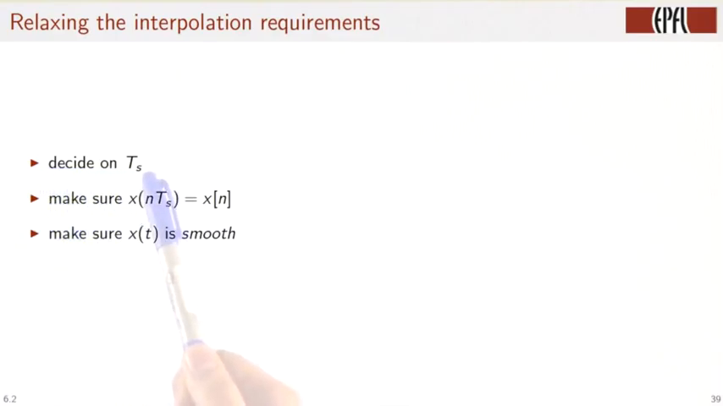So as always, we have to decide on the spacing between the samples at capital Ts. We need to make sure that at that location, nTs, the x of t is equal to the samples xn, and we would like x of t to have a certain smoothness. Maybe not infinitely differentiable, as we had seen with polynomials, but at least some smoothness.